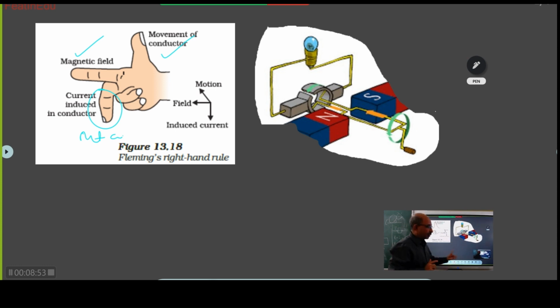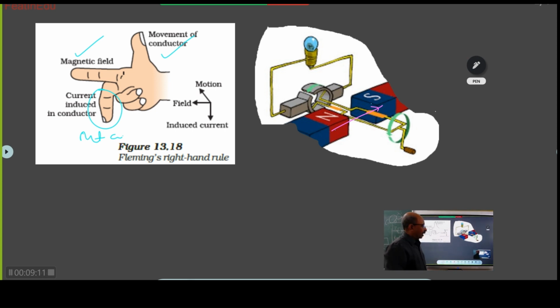But now you see this arrangement. What do you see in this arrangement? There is the north pole, this is the south pole. So if there is a north pole and a south pole, what will be there? In between you will have a magnetic field. Clear?